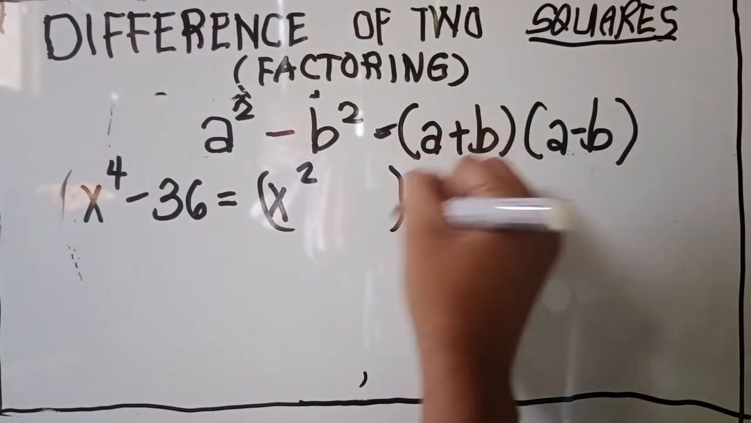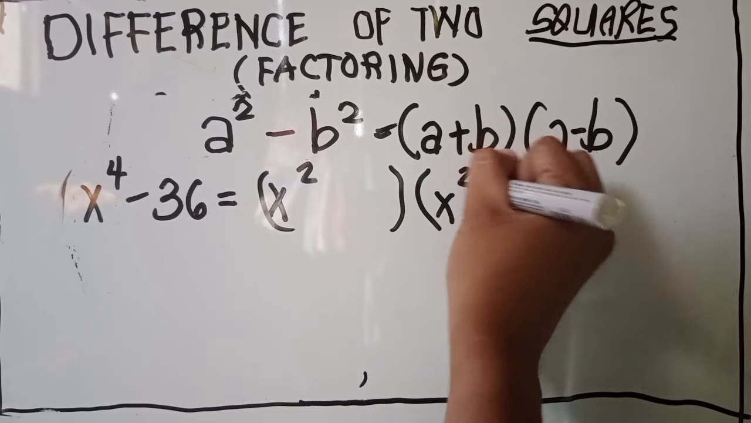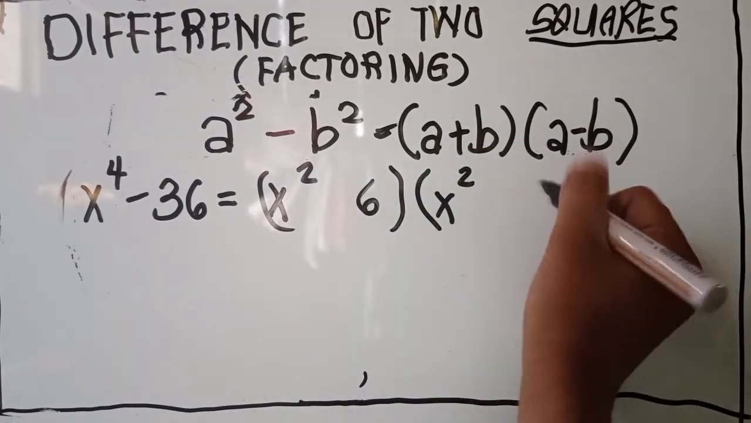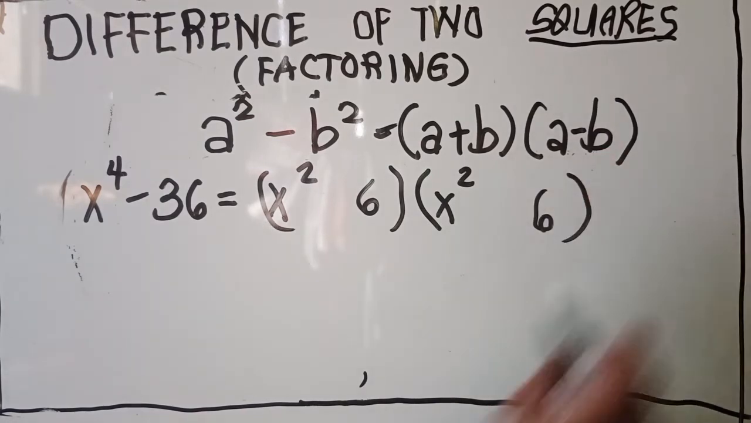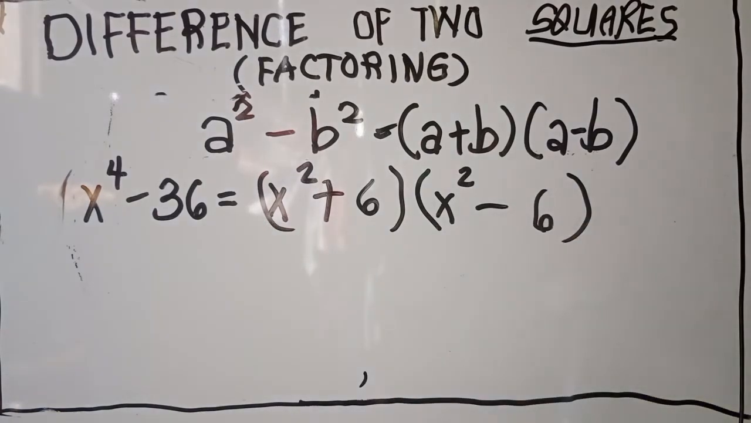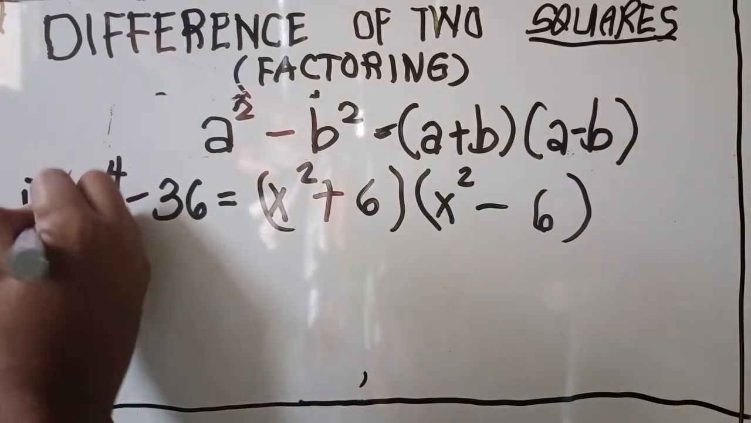So, lagay muna tayo ng parenthesis. So, x squared. Tapos, yung square root ni 36 is 6. So, the conjugates, so that's plus and minus. Therefore, the factored form of x raised to 4 minus 36 is equal to x squared plus 6 times x squared minus 6. Now, another example. So, that's example number 1.